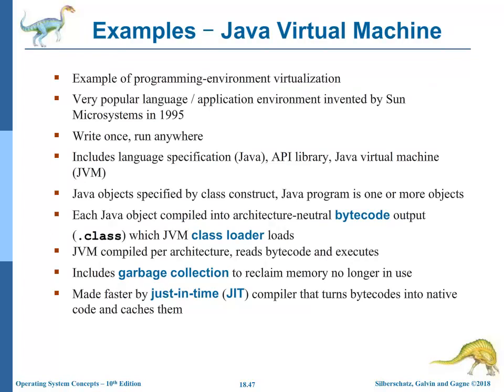A Java Virtual Machine, JVM, is a virtual machine that enables a computer to run Java programs as well as programs written in other languages that are also compiled to Java bytecode. The Java Virtual Machine is an abstract or virtual computer defined by a specification. It is a part of the Java runtime environment.